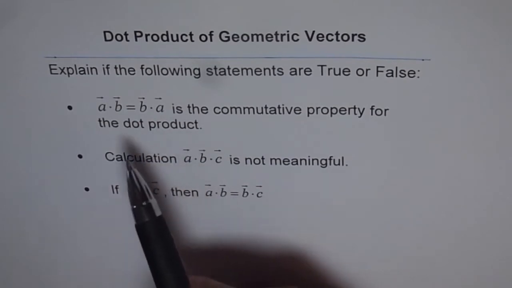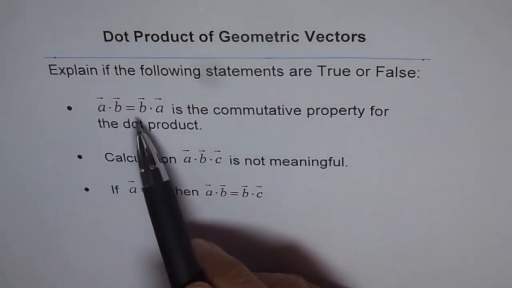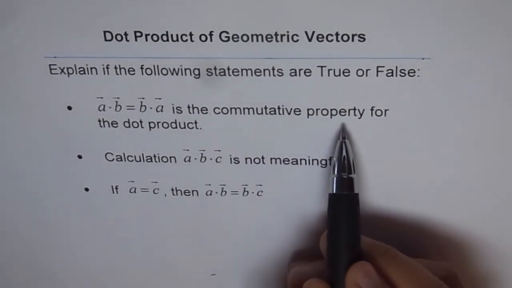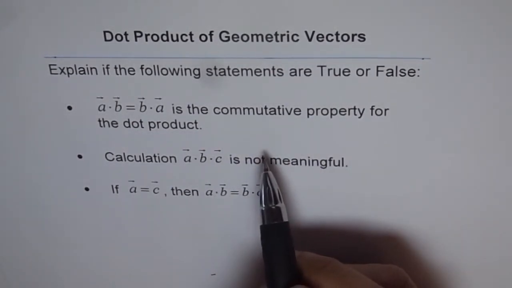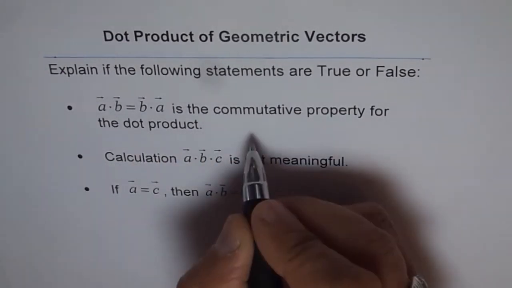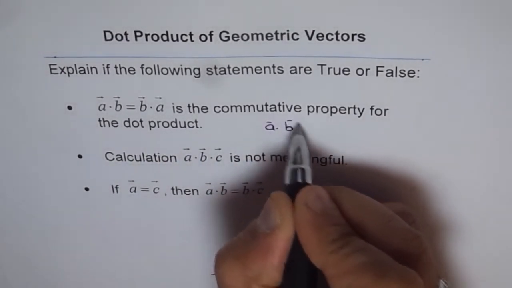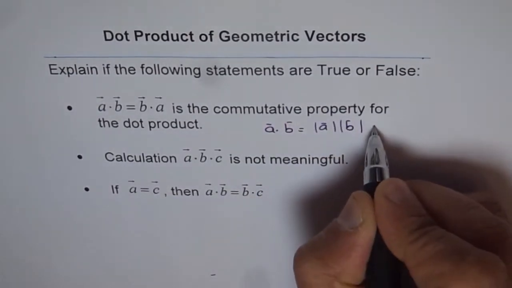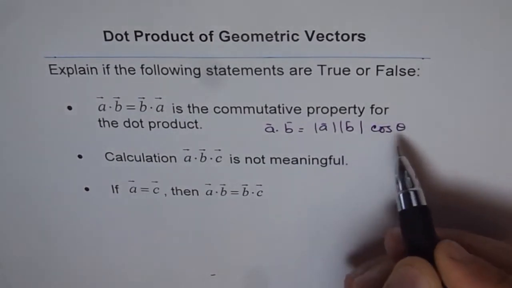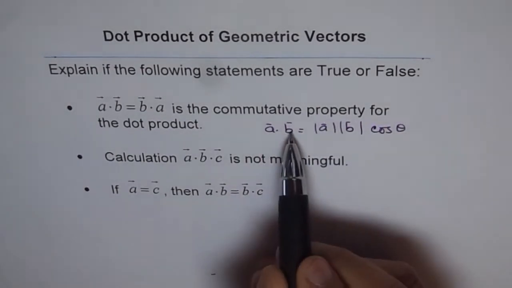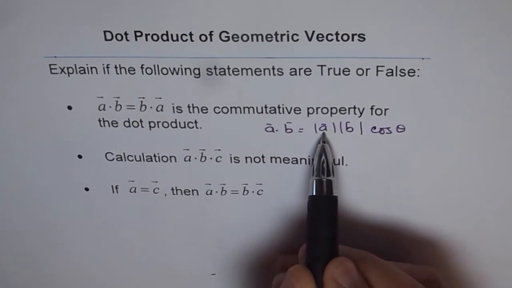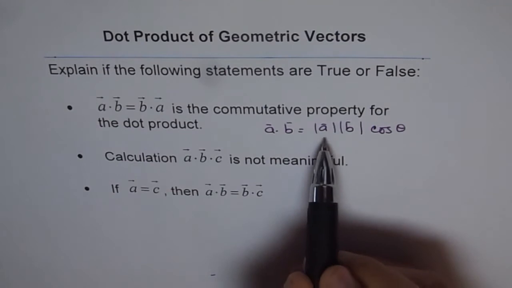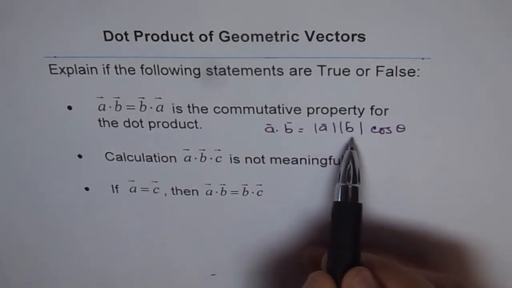The first one is A dot B equals B dot A. This is called commutative property for the dot product, and that is true, right? So what is after all dot product? A dot B is equal to magnitude of A times magnitude of B times cosine of theta, and theta is the angle between them, right? So even if you interchange, it becomes B dot A, theta remains the same. So they are exactly the same things.